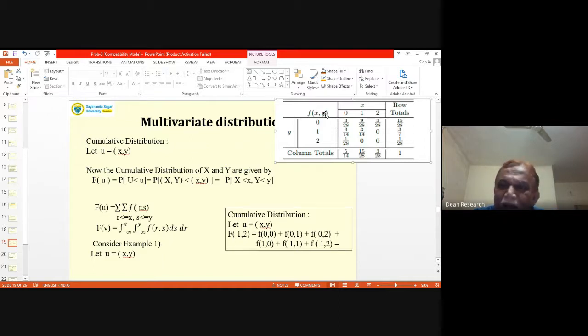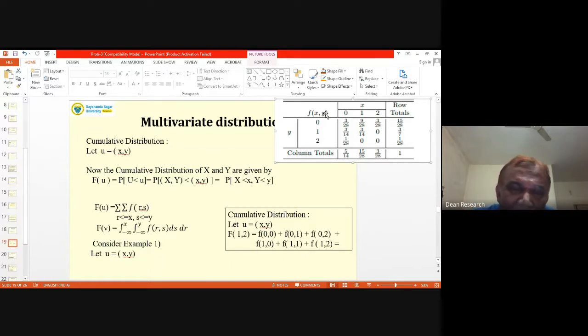Okay, shall we take up this example? That's very easy. See here, you've got a function of two variables x and y. X takes the values 0, 1, and y takes the values 0, 1, 2 with the corresponding probabilities. You know that, right? Now let u be the pair (x, y). Okay, now capital F of 1 comma 2 is what?